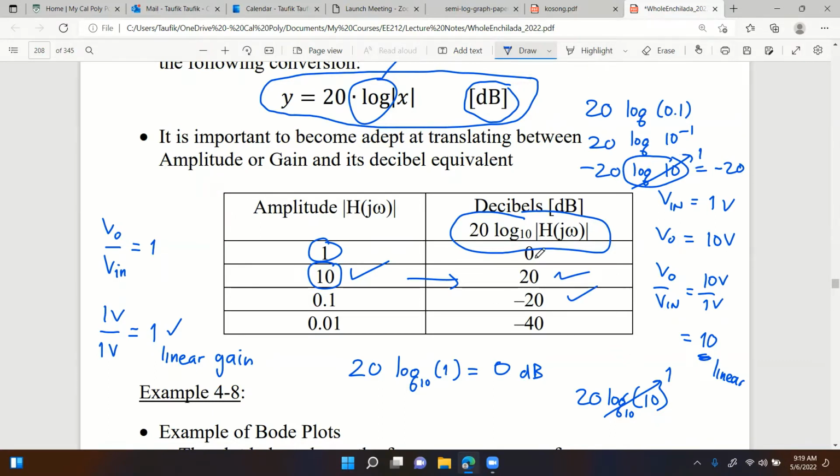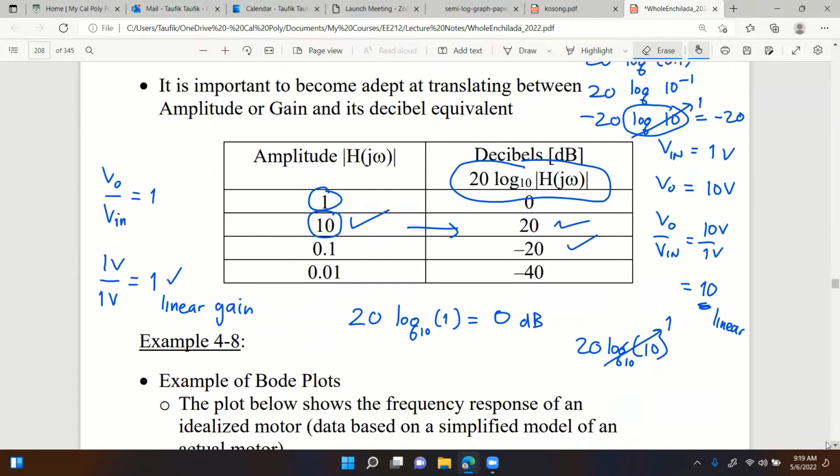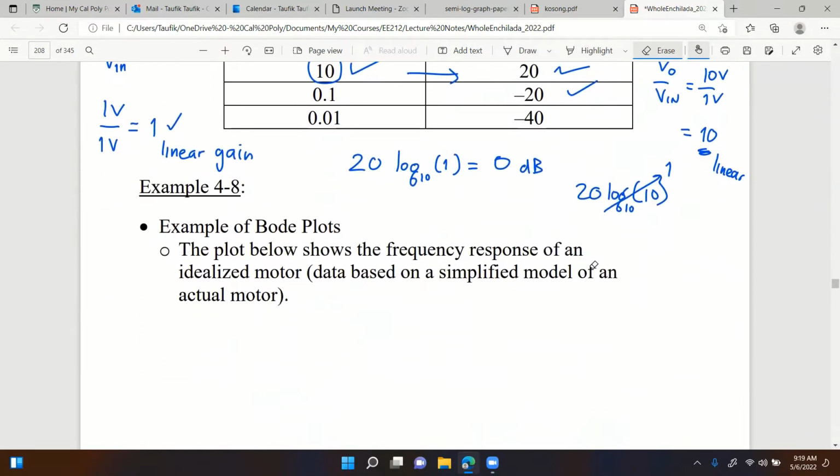Any questions so far? So make sure you know how to convert from linear gain to decibels. Okay. Any questions? No? All right.